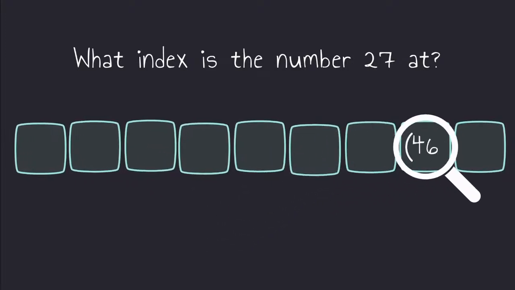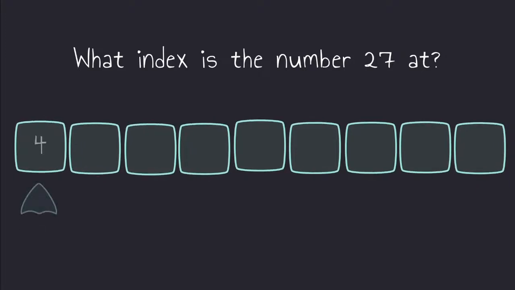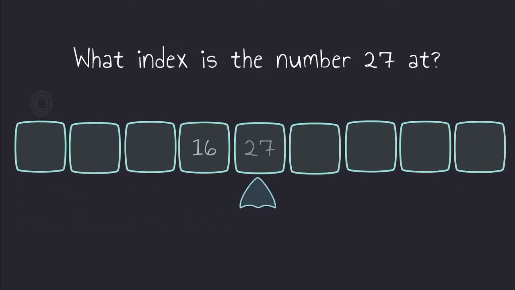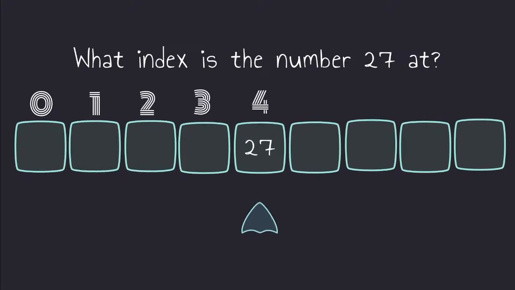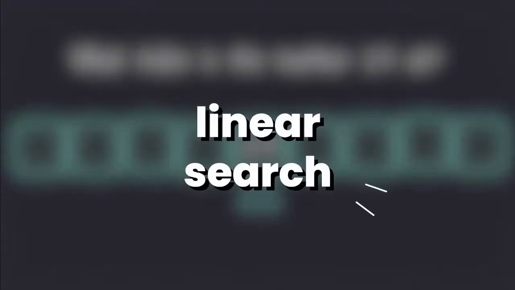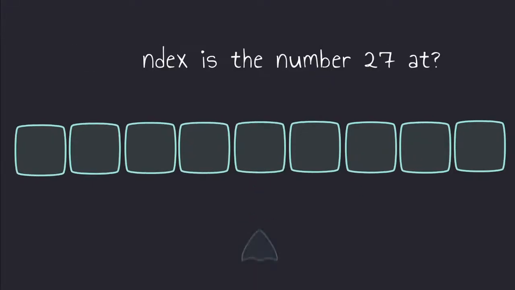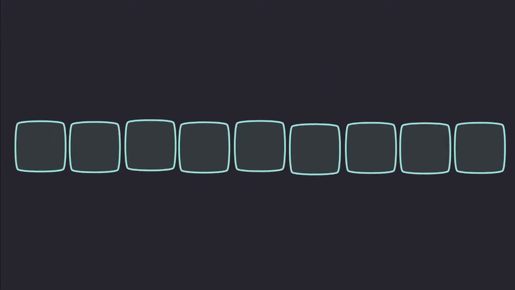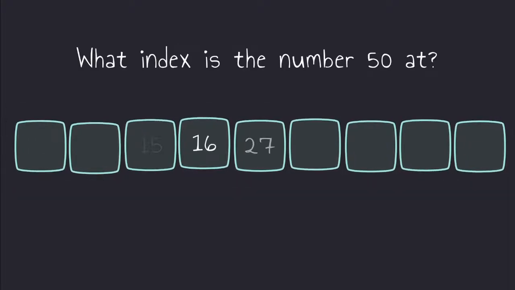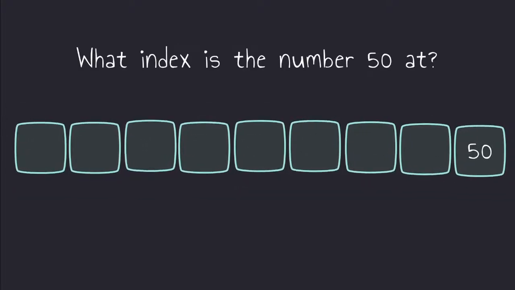Well, in that case, the simplest approach would be to start at the beginning and check each number until we found or didn't find 27. This is the linear way of searching. This approach, or algorithm, is called linear search, which is a rather fitting name, as the algorithm works by searching an array in a linear or sequential fashion until it finds or doesn't find the result it's looking for. In the worst case, this means we need to search the entire array, such as if we were trying to find the number 50.